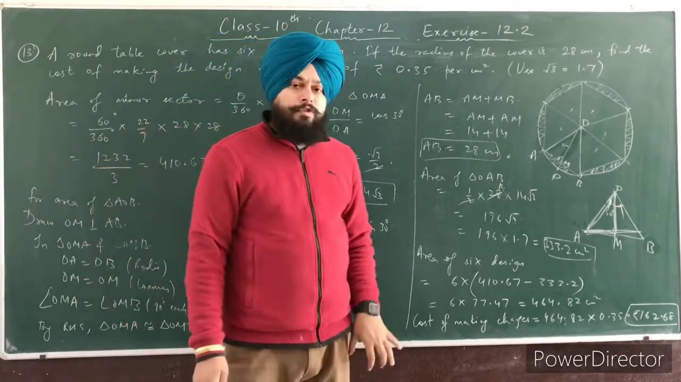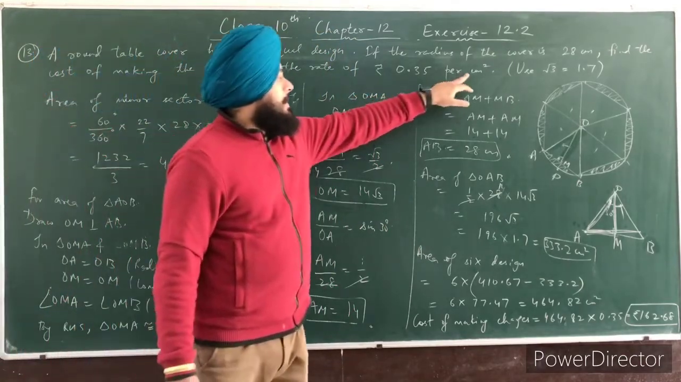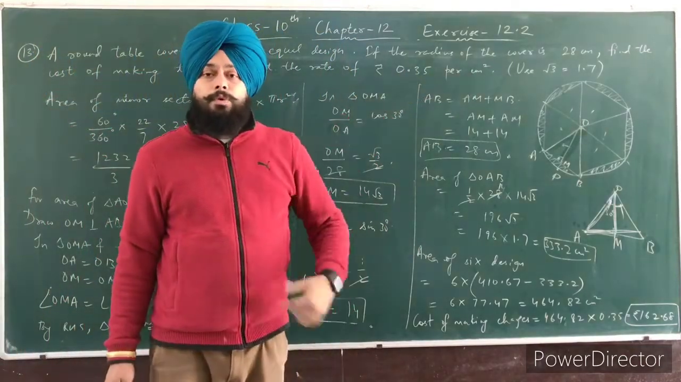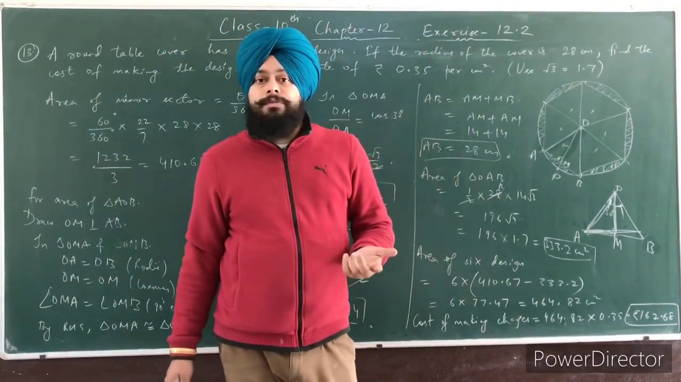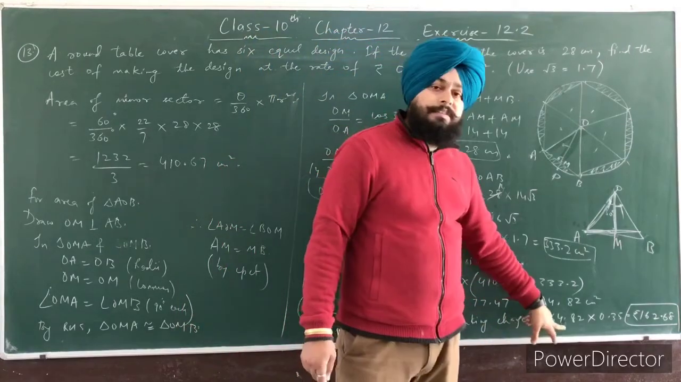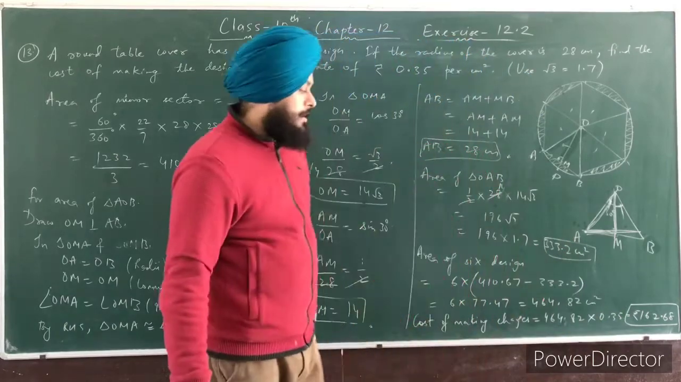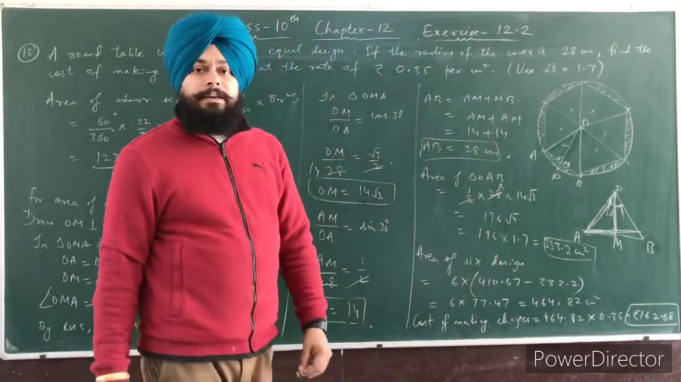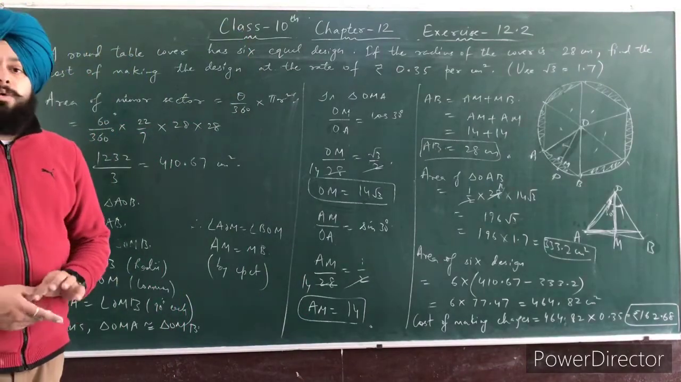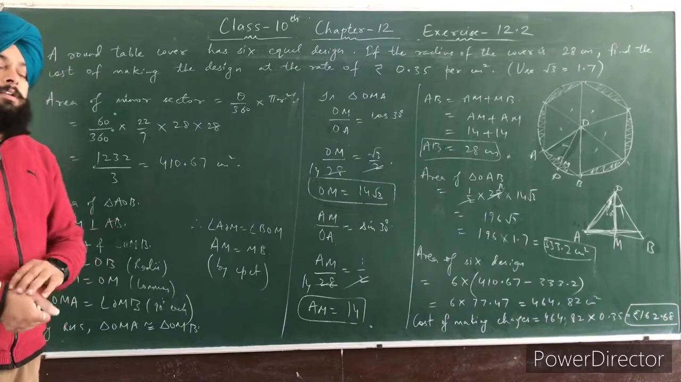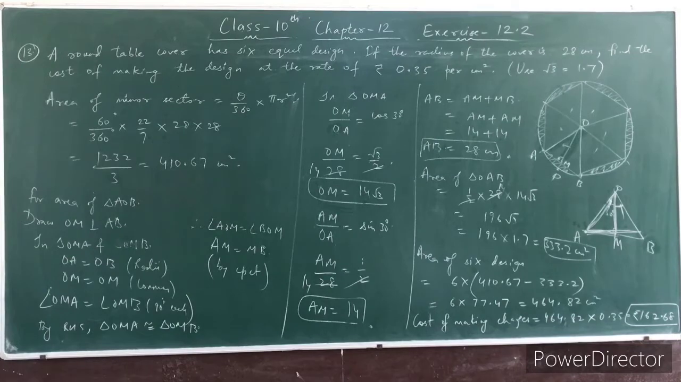Now we will find the cost of making these 6 designs. So cost of making per centimeter square is 0.35. So the total cost is, multiplying this 0.35 with the total area of 6 designs. So the total area is 464.82 multiplied with 0.35. Our answer is 162.68 paise. Rupees 162 and 68 paise is the total cost of making 6 designs. So this is your question number 30.